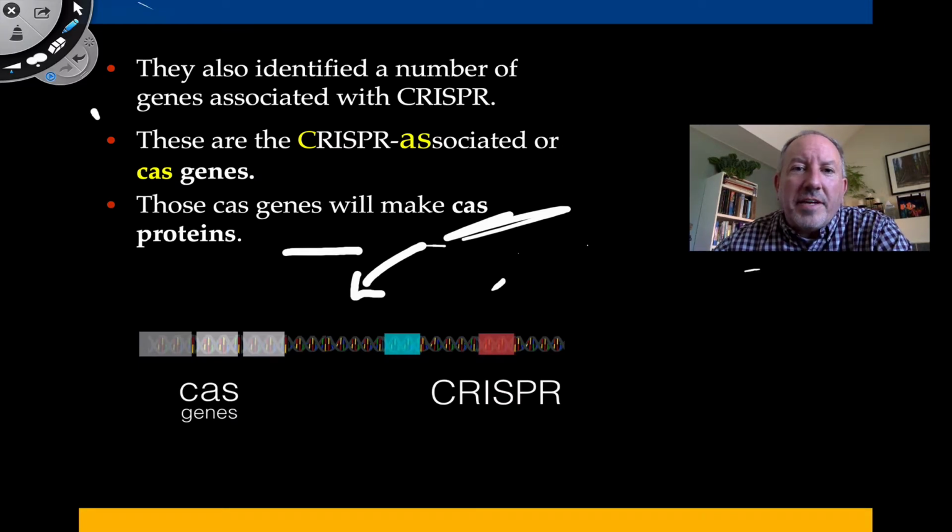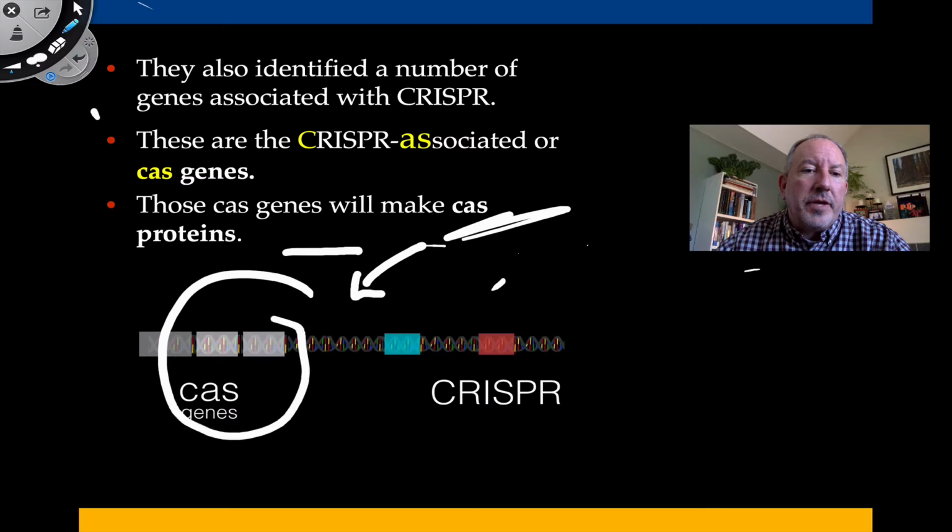They identified a number of genes associated with CRISPR, as I was mentioning. These CRISPR-associated genes are the ones that make the Cas proteins, and those are upstream from the CRISPR array. These genes over here are the ones that are going to be transcribed into the endonuclease Cas9, which is going to be cutting the viral DNA upon a future infection.